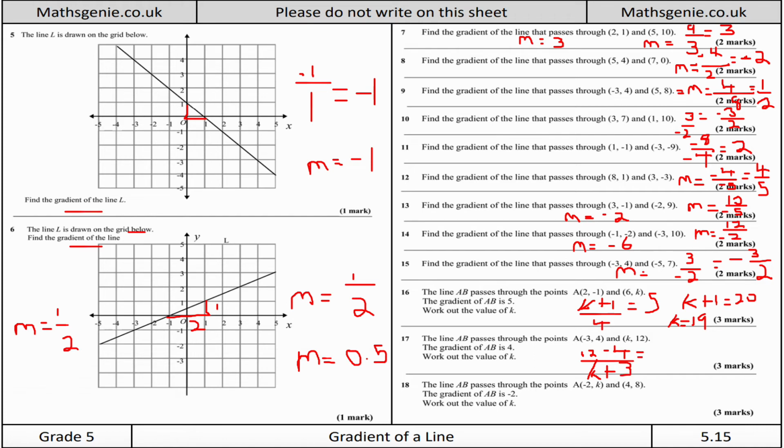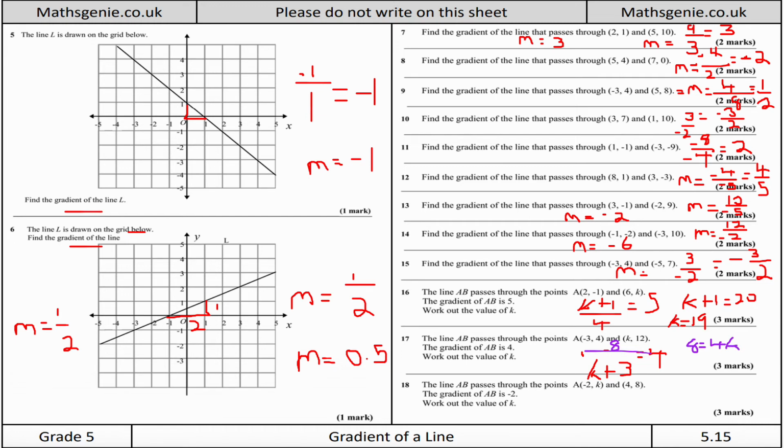Okay, again, I've got a linear equation here. So 12 take away 4 is 8. So let's just change that to 8 now. Oops, we've still got a fraction there. Sorry, guys. So 8 over k plus 3 is equal to 4. Timesing both sides by k plus 3, I'm going to get 8 is equal to 4 lots of k plus 3, which is 4k plus 12.